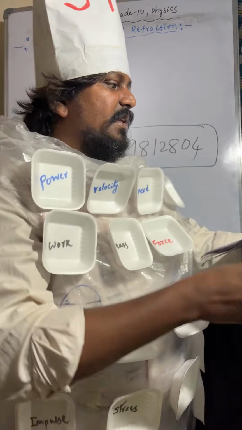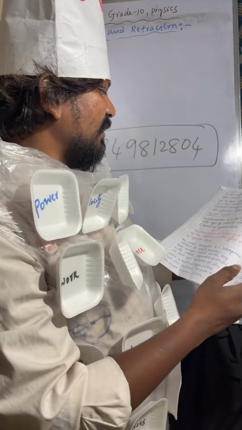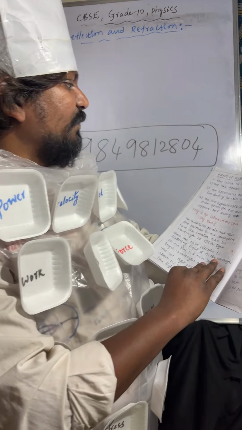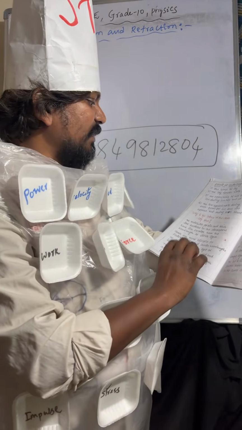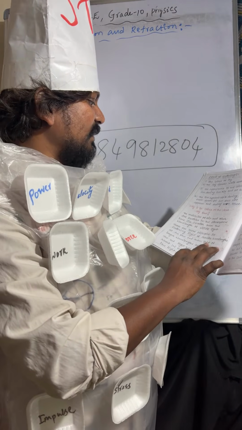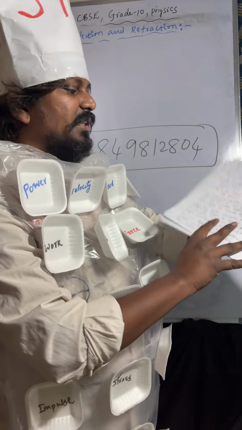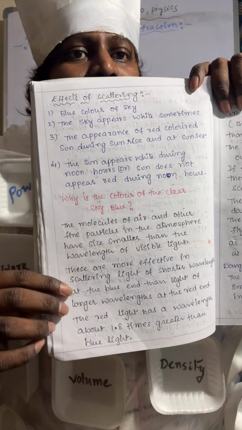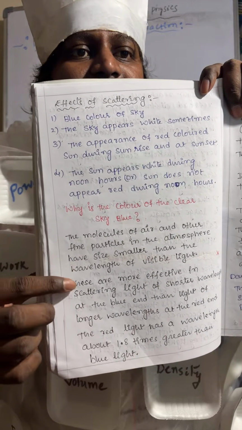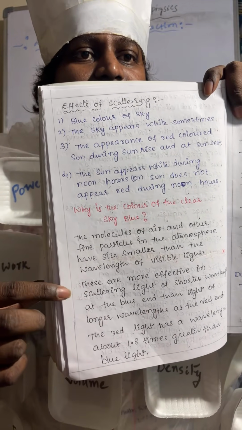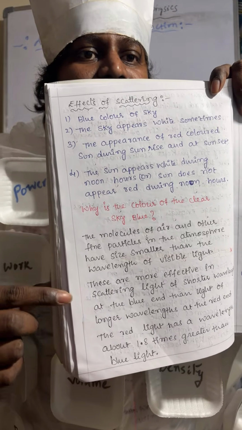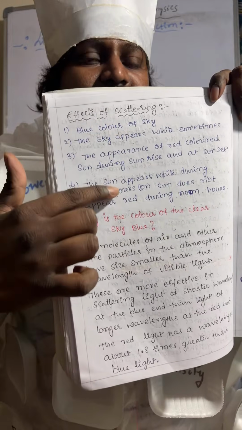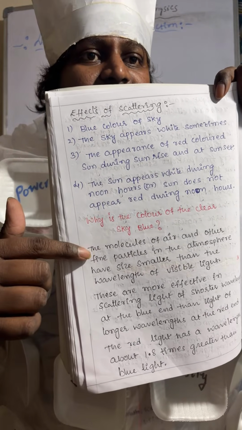Like this, everything: scattering of light, Tyndall effect, example for Tyndall effect. And the effects of scattering of light. Why is the color of the clear sky blue? This type of question they will also ask. Here it is written: effects of scattering of light.